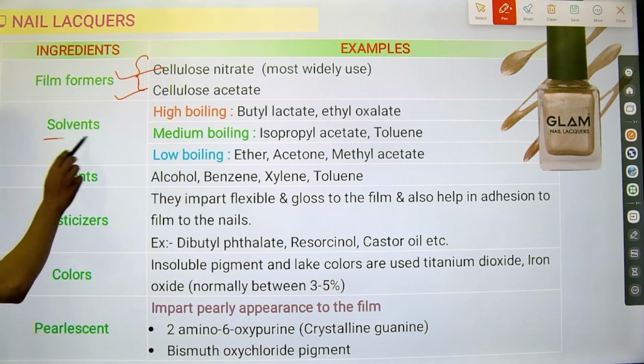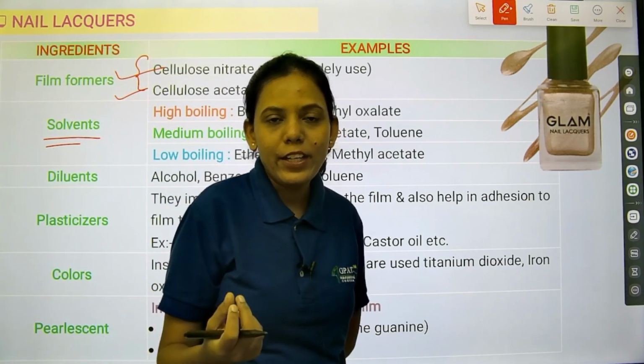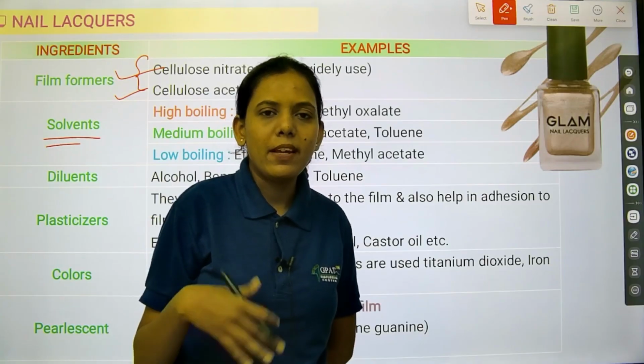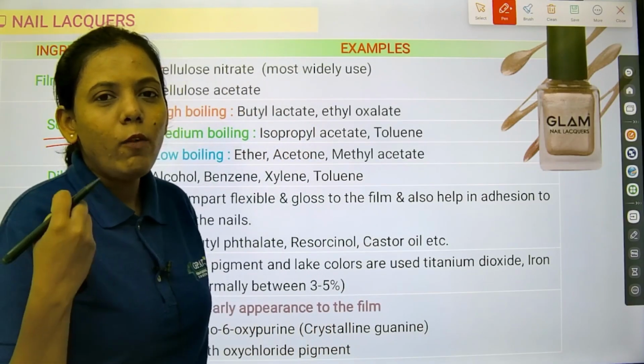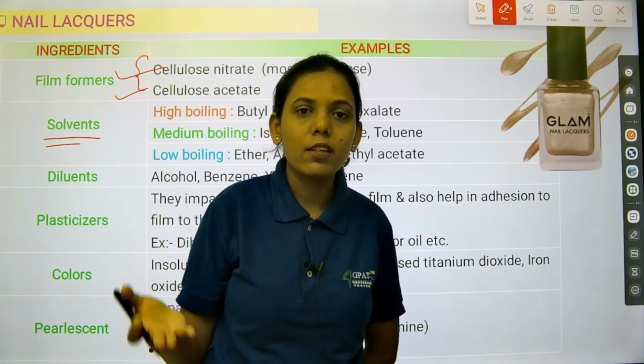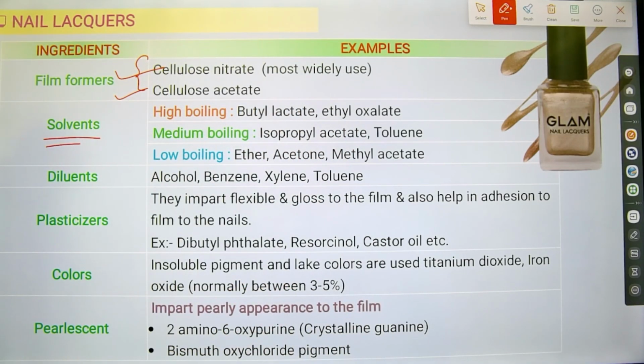Next is certain kinds of solvents. Because nail paints and nail lacquers are liquid in nature, you have to ensure that certain kinds of solvents are present. We use low boiling solvents because they have the tendency to evaporate faster, but apart from that you have high boiling and medium boiling solvents also.